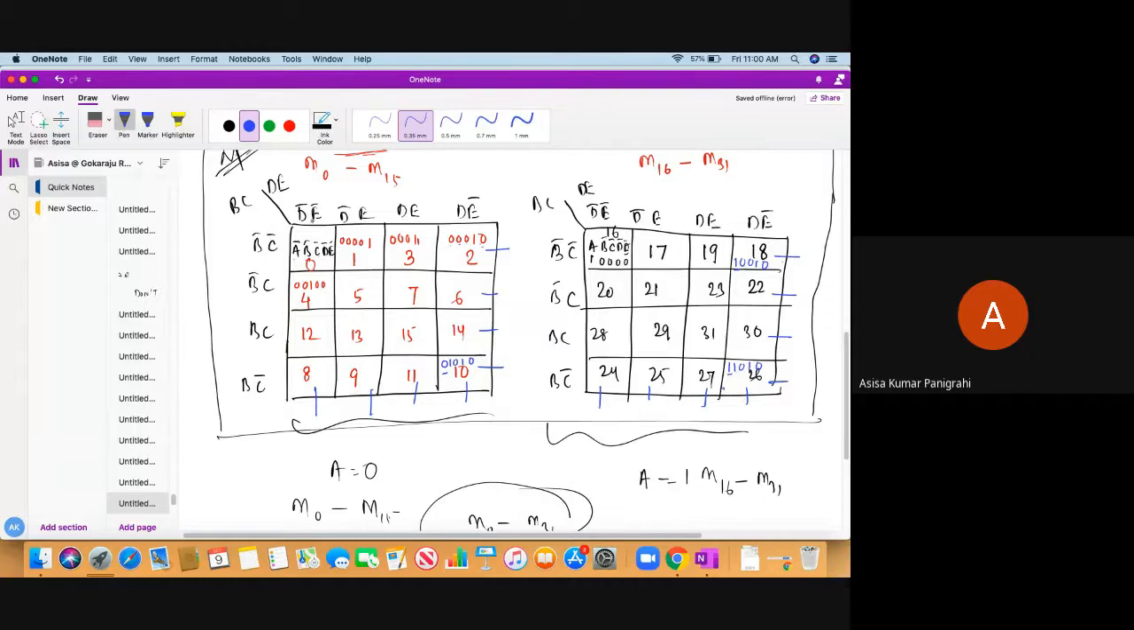Now you can see these two also are adjacent. Here it is 0 0 0 0 0, here it is 1 0 0 0 0. So only one variable changes, so these two are adjacent. Similarly these pairs are also adjacent. How many variables change? Only one variable. How to represent 20? 20 can be represented as 1 0 1 0 0. So this is only one change, MSB only changing. And also these two are adjacent.